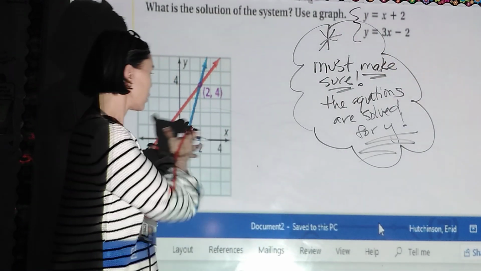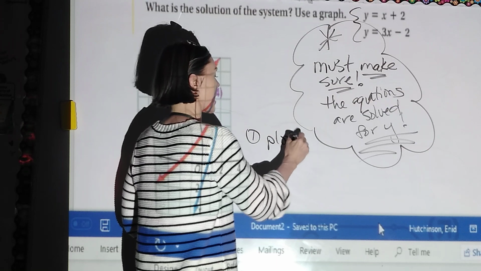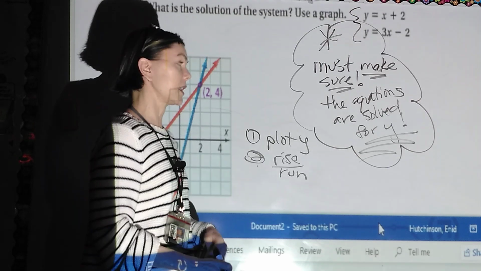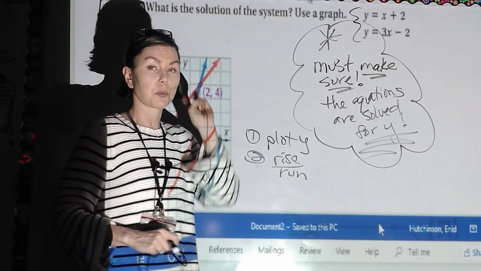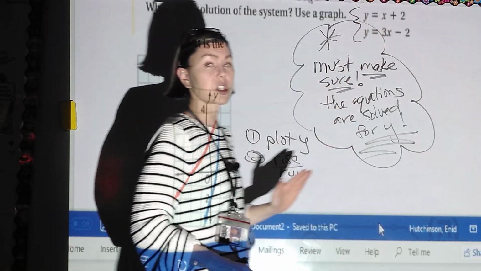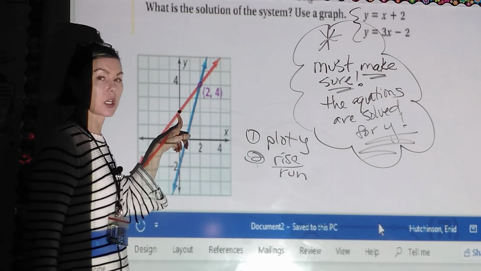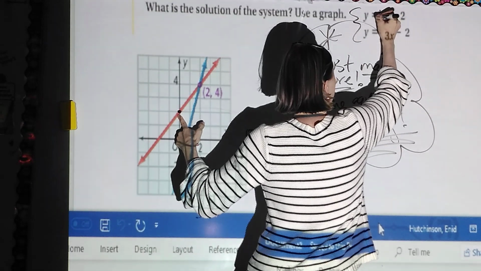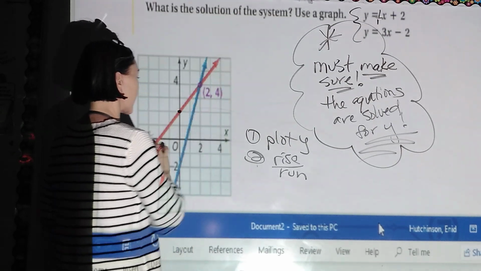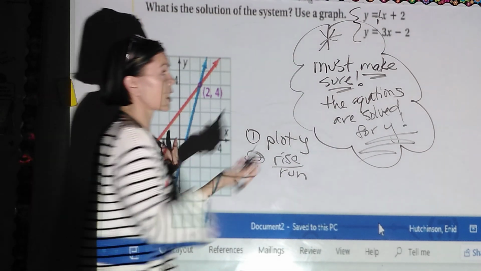Very important. Then you graph it on the coordinate plane. How do we do that? Two steps: step 1, plot the y-intercept, and step 2, rise over run. We already know this because we did this in Unit 3, only instead of doing it for one equation, we're doing it for both equations on the same graph. So here we have y equals x plus 2, so we go to positive 2 and plot it. Our slope is 1 over 1, so we go up 1 over 1, up 1 over 1, and connect the dots. We just graphed the red line.